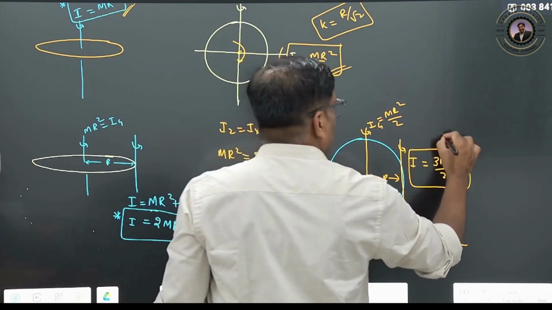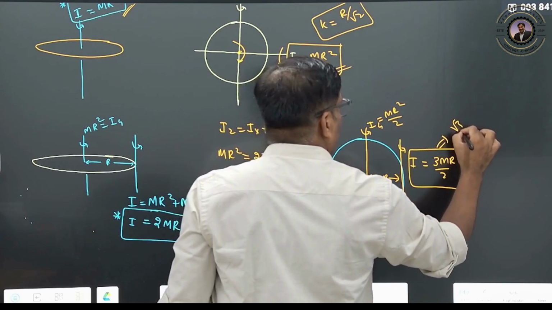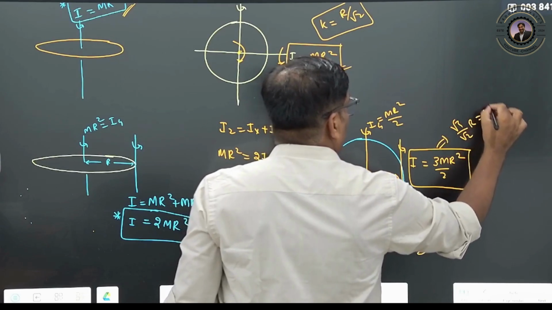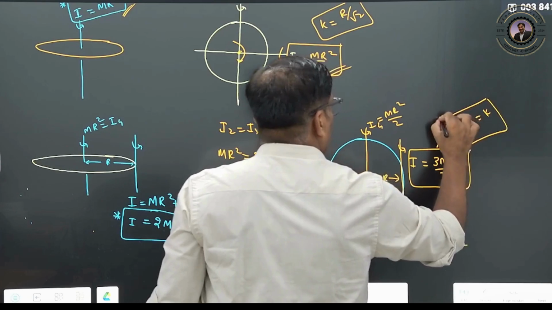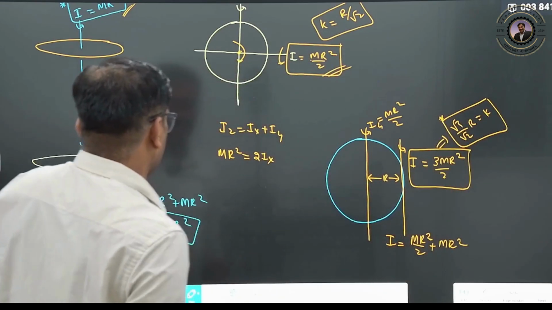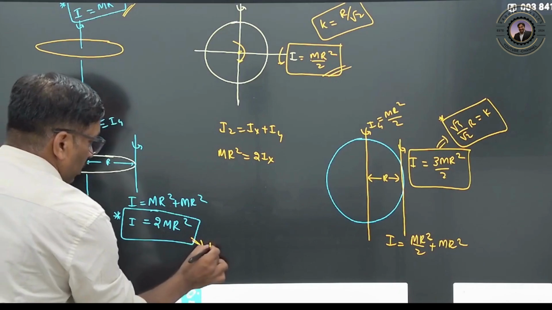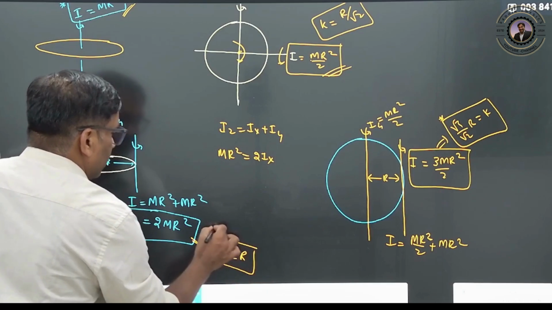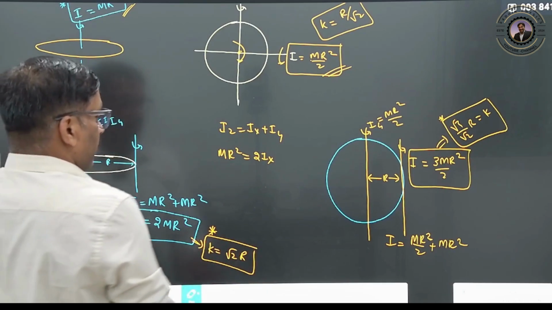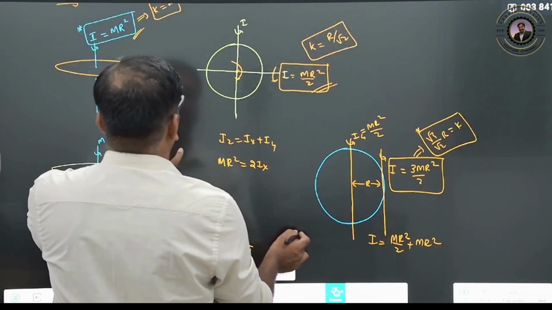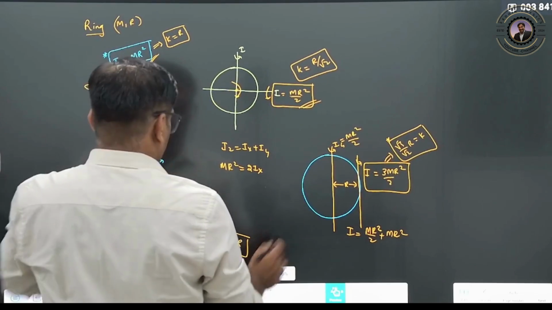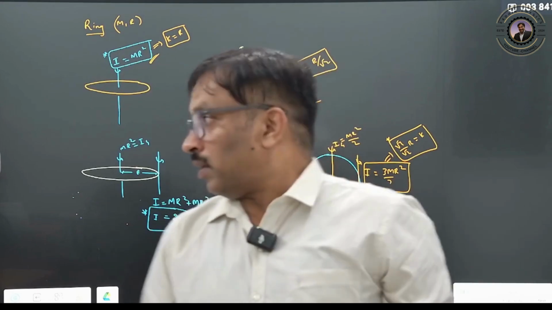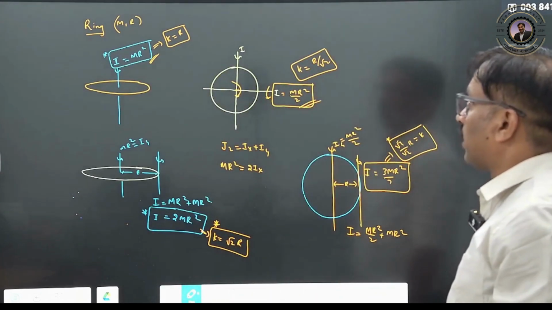What is the radius of gyration here now? Root 3 by root 2 into R. This is your radius of gyration. And for the earlier case, the radius of gyration is root 2 into R. This is for your ring. Clear? So this is along the ring.